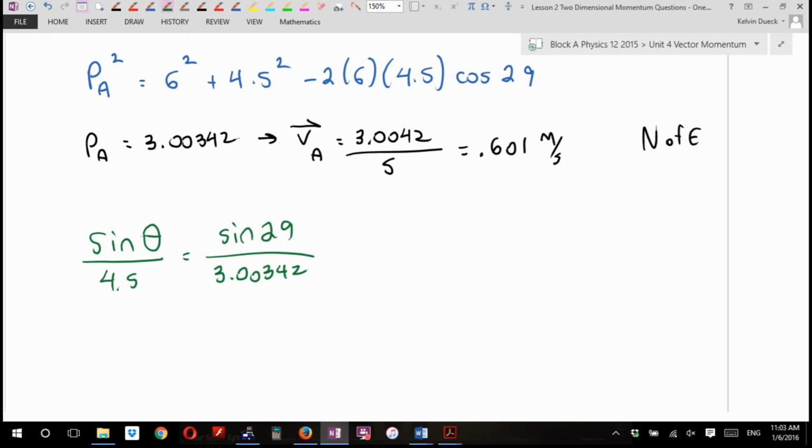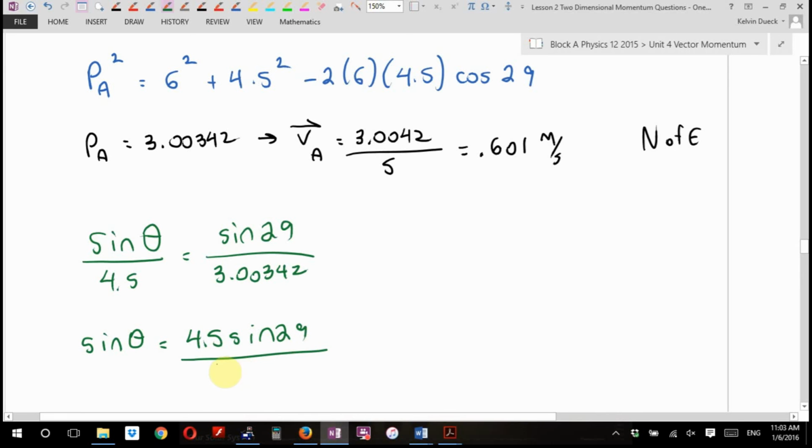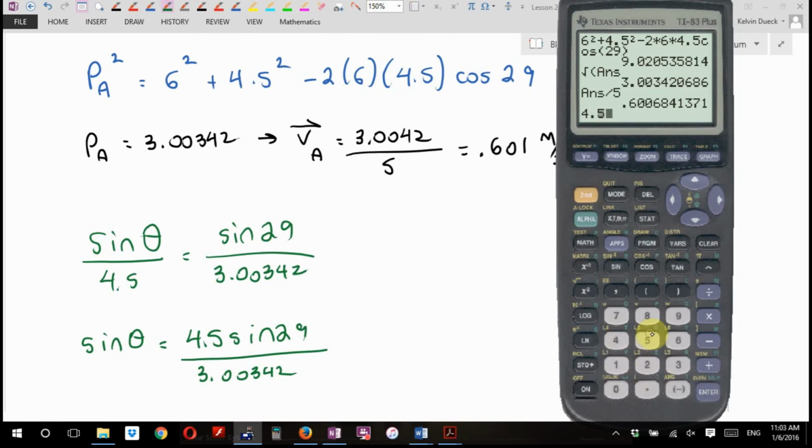Is this one fraction equals one fraction, Mr. Dewick? Wow, are we coming full circle for the beginning of the year or what? I guess sine theta is going to be 4.5 sine 29 divided by 3.00342. Whew. 4.5 sine 29 divided by 3.00342. What the? Oh, that's the sine of theta. That's not theta. How can I find theta?